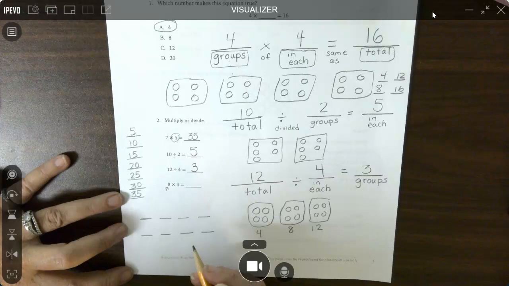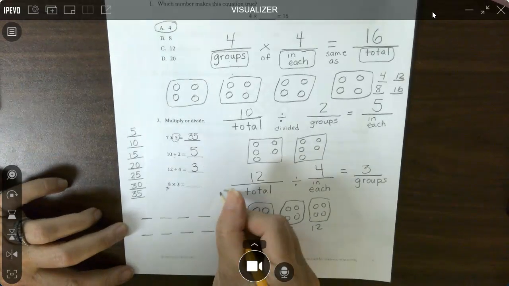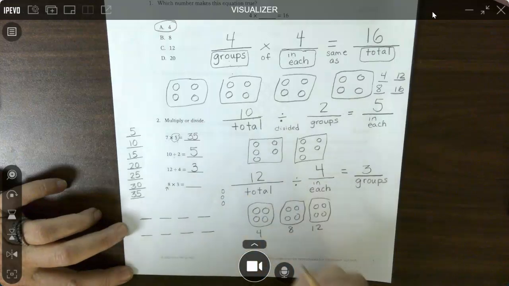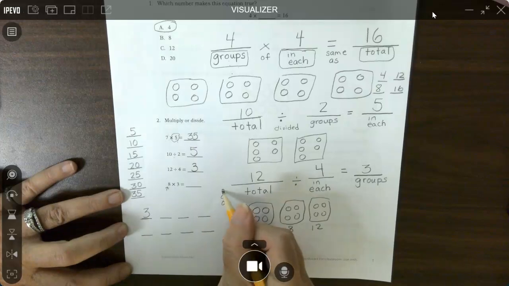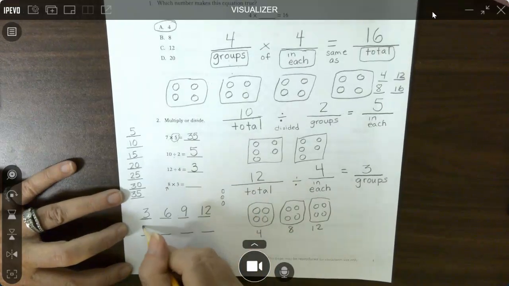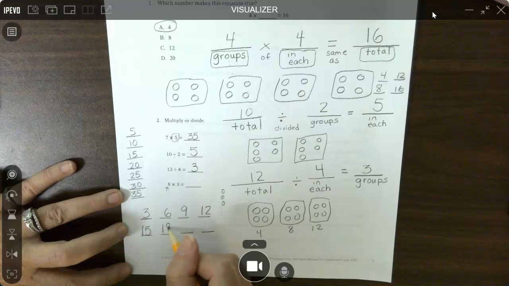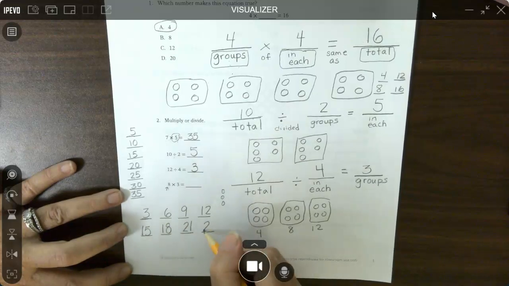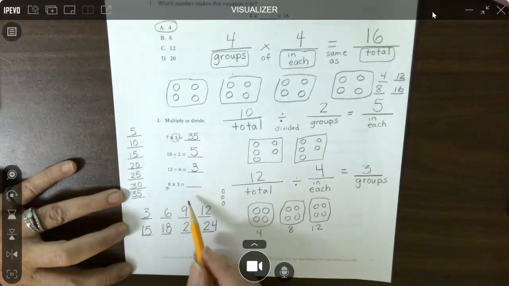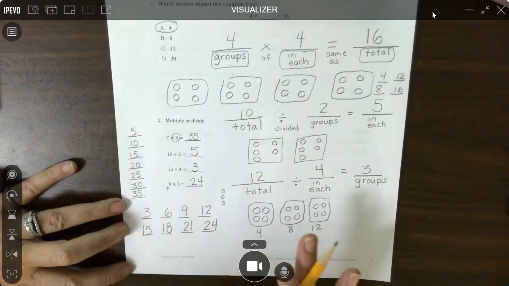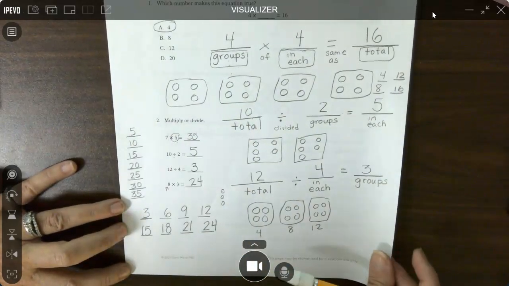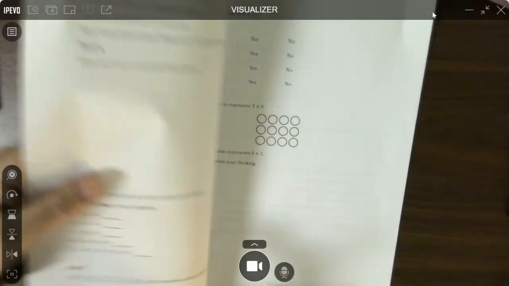If your child still does not have skip counting by 3s down, they could also draw 3 things to help them keep track. 1, 2, 3, 4, 5, 6, 7, 8, 9, 10, 11, 12. As I continue, I would have 15, 18, 21, 24. So 8 times 3 was 24. As you can see, a lot of work to represent these. We don't expect students to have them by heart.